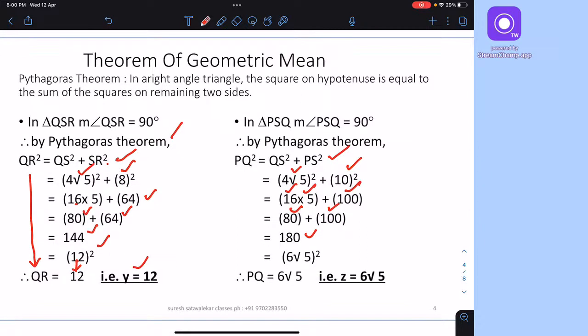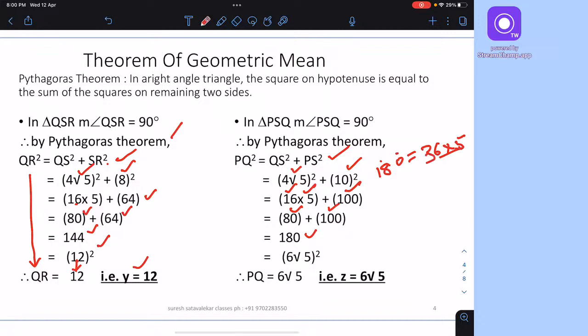So we are writing this in the square form. 180 is equal to 36 into 5. 5 6s are 30, 0, carry over 3, 5 3s are 15 and 3 is 18. So this is 36 into 5. If you take the square root here, PQ is equal to the square root of 36, which is 6.